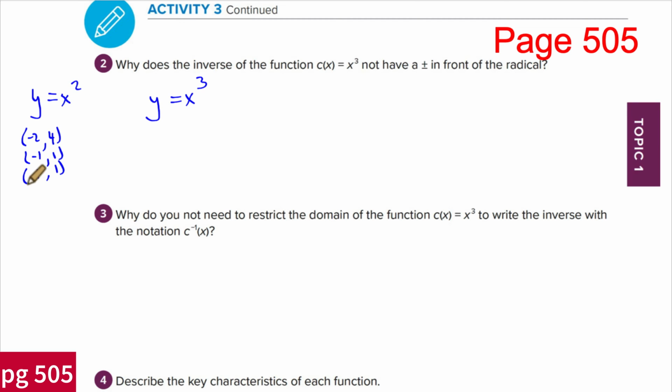I'm squaring the numbers. Let's do 2 and call it a day. 2 would give us a 4. All right, so when I look at the inverse, well, let's not do that. Let's go to this one first. Let's do the same thing.